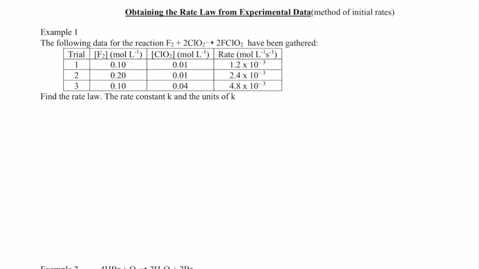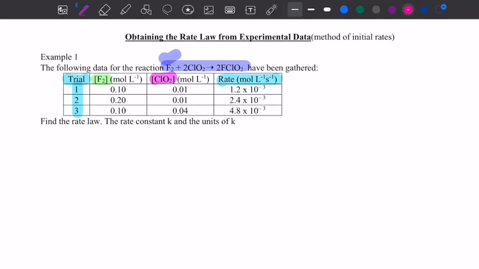In questions like these, you will always be given a balanced chemical equation and a table of data, which usually has the word trial or experiment. So here you have trial 1, 2, 3. Then you're given the concentration of the first reactant and the concentration of the second, third, as many reactants as you have, and the experimentally determined rate in each trial is also given to you. So that's the data, and then you're asked to find the rate law. Sometimes you're also asked to find the rate constant and the units of K.